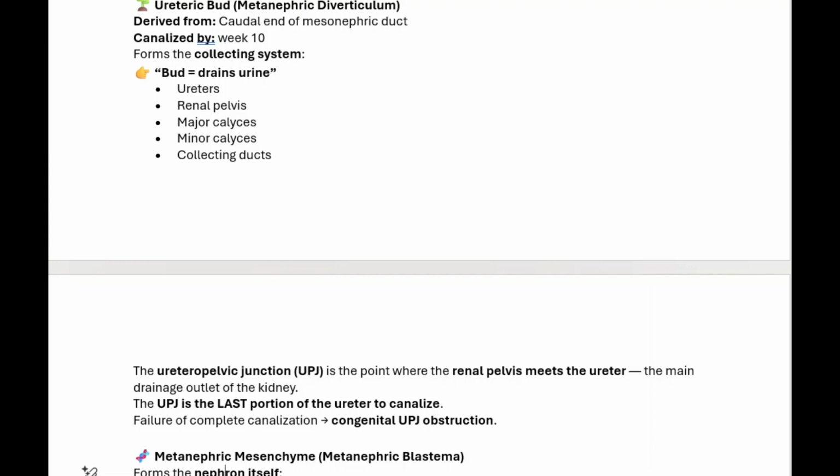And what are the structures that come from this ureteric bud? One, we're going to have our ureter coming from there, the renal pelvis, the major calyces, the minor calyces, and the collecting duct. And this is very important for the exam, guys. We need to remember this. So ureters, renal pelvis, major calyces, minor calyces, and collecting duct come from the ureteric bud.